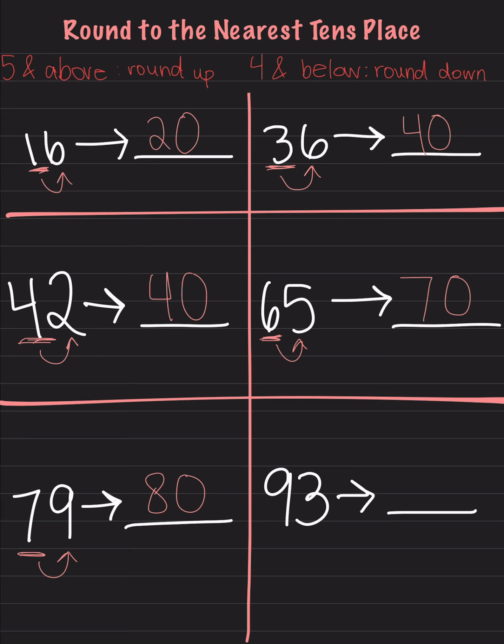And lastly, I have the number 93. I look at the 9, which is in the tens place, and then I look at its neighbor, which is the 3. The 3 falls under the 4 and below category, which means I have to round down. Remember, rounding it down simply means I keep the number the same. So this 9 will remain a 9. Then I follow it with a 0. And my answer is 90. And this is how we round numbers to the nearest tens places.